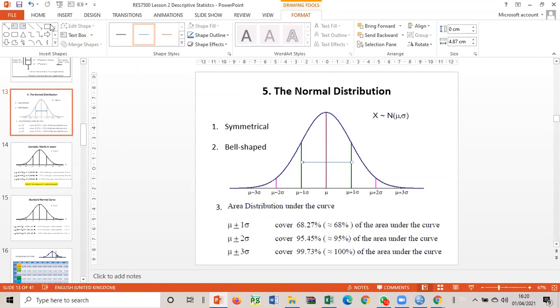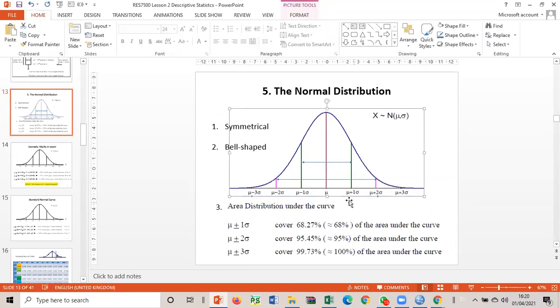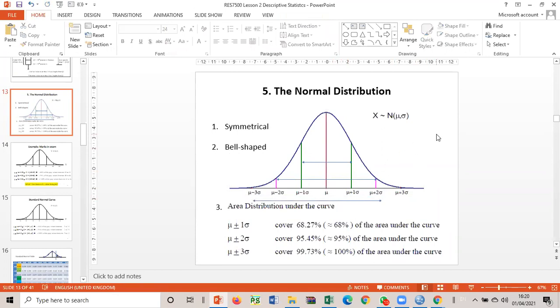Still not enough. If we partition within plus or minus 2 standard deviations, the area must be about 95%. Still not enough. Partition the area within plus or minus 3 standard deviations, almost 100%. Then we have a normal distribution.